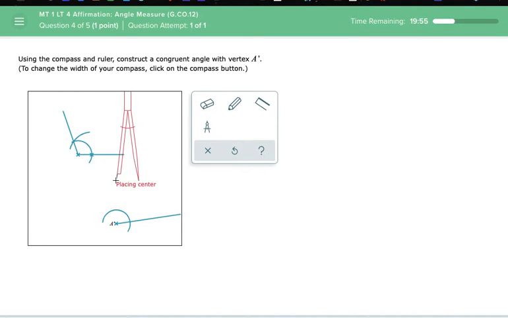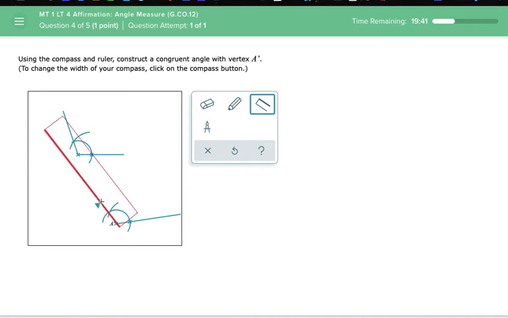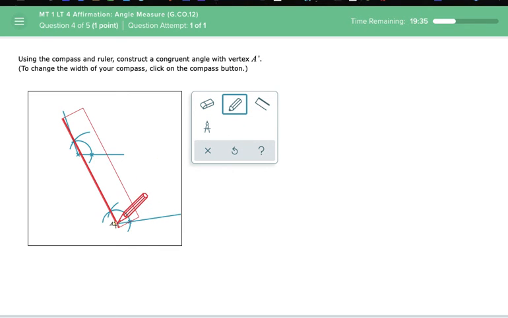So then I go down to where my line and my arc intersect. I click right there, and then I'm going to recreate that distance. I'm looking for where they intersect. Grab your straight edge, put it on the vertex A. Click so where they intersect, they both have to highlight. Then you draw your line.